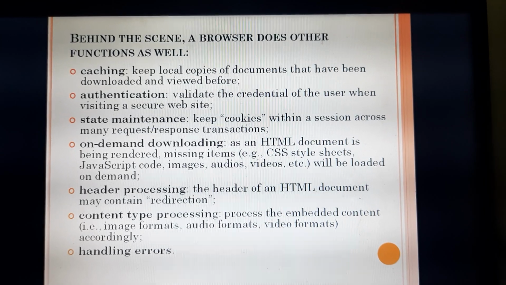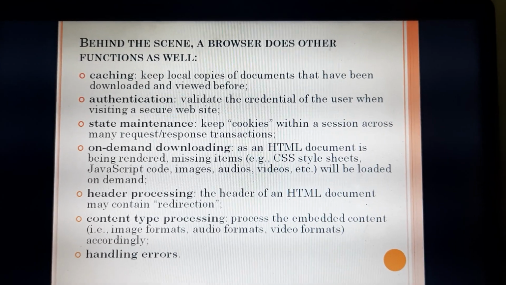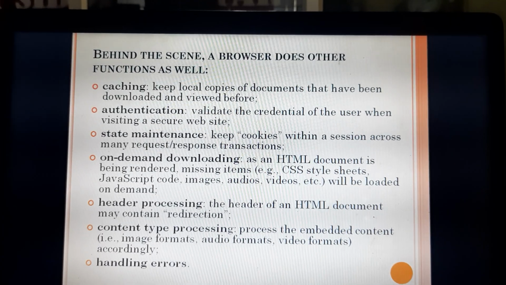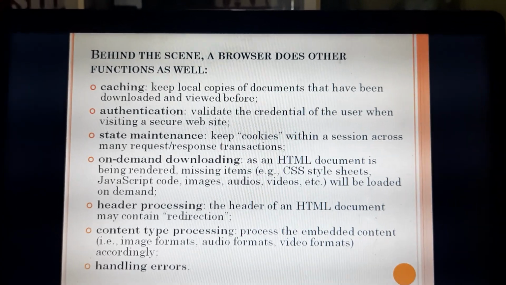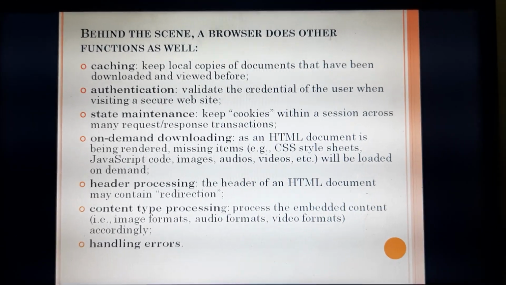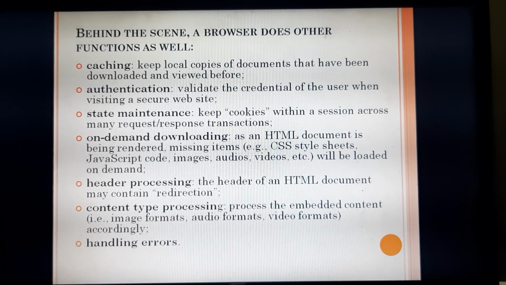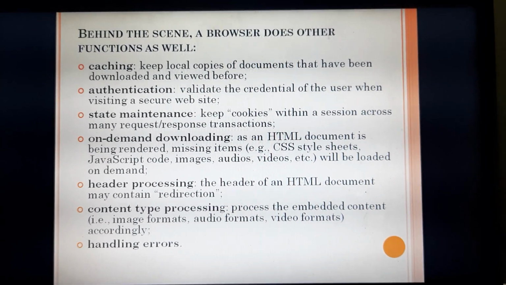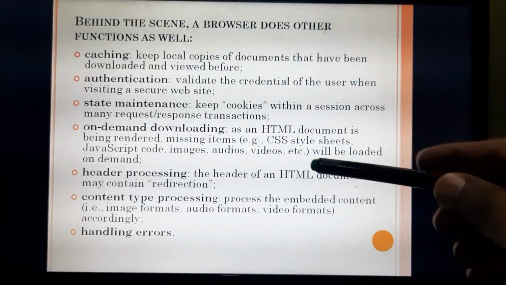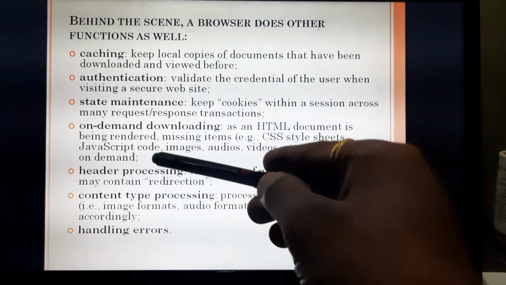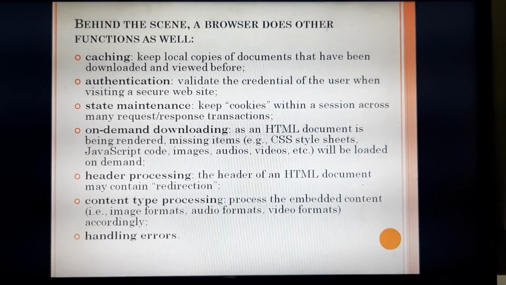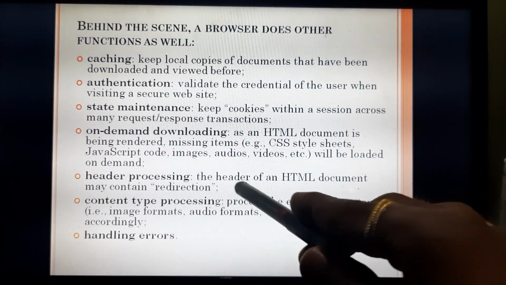On demand means you will be getting a small yellow colored strip. When you click on the button, you will get a small pop-up menu. You can allow some of the files, some of the documents which are not opening on your web browser. So you may allow those CSS style sheets or JavaScript code or images, audio, videos. Header processing.